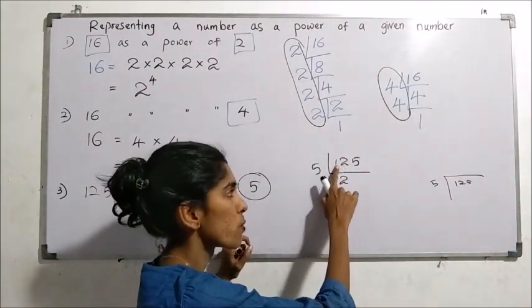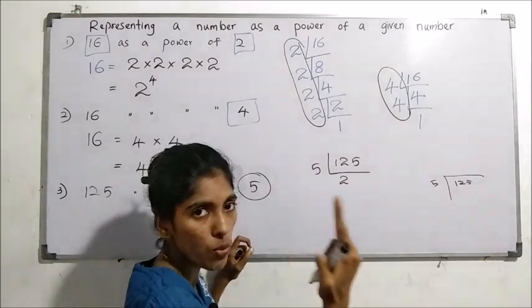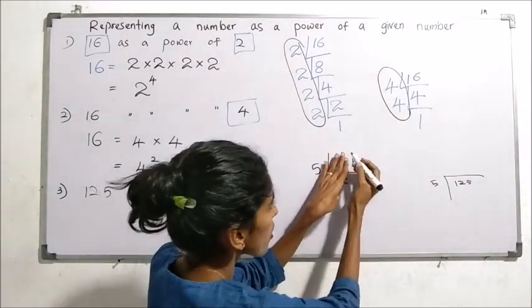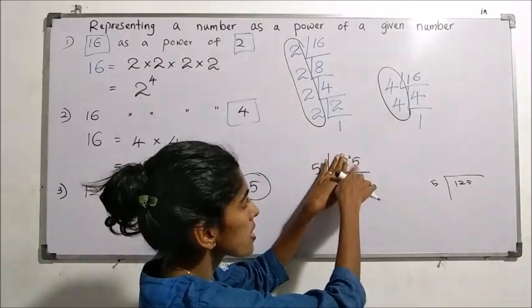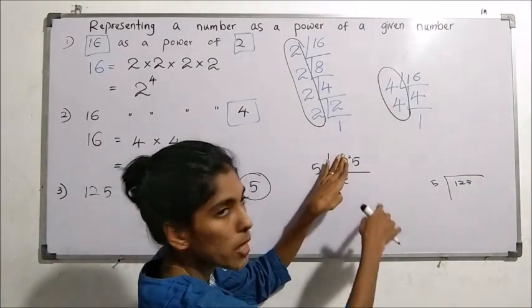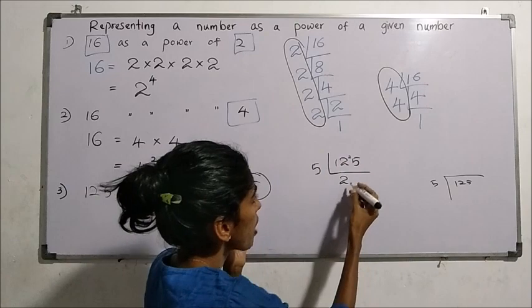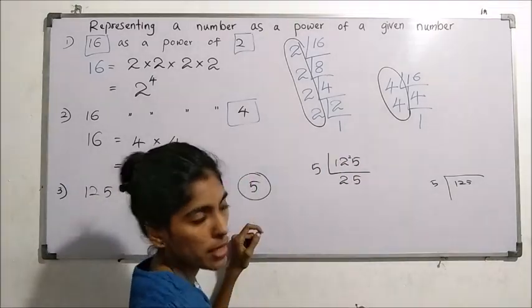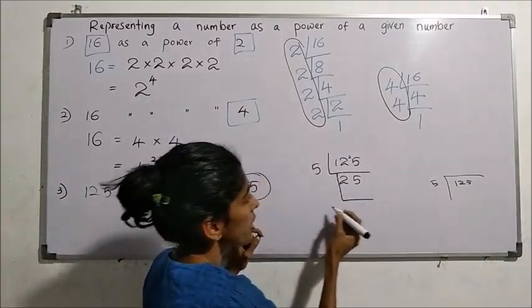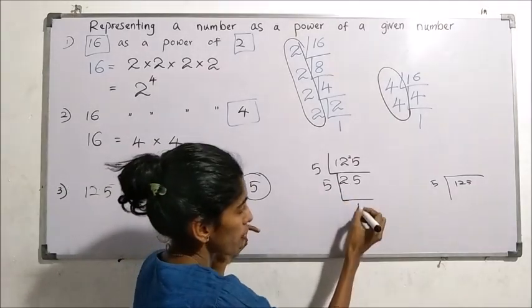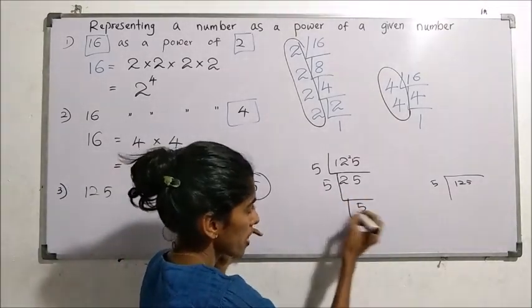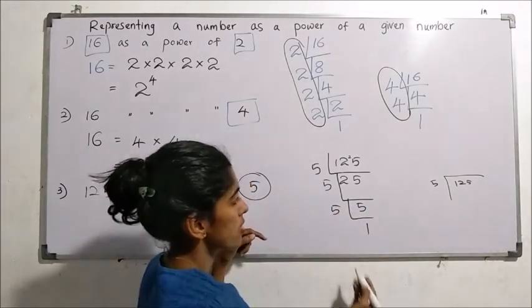Now from 12 when we subtract 10, 2 is remaining. Now that remainder we will keep in front of the 5. Now what is the number which is formed newly? 25. Divide 25 by 5, 5. Now again divide this answer by 5. 25 divided by 5 is 5. Again divide by 5, 1 is the answer.